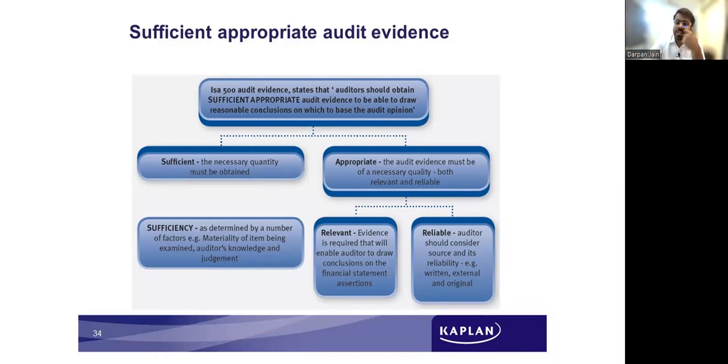Let's see what kind of evidence is more reliable and what kind of evidence is less reliable. For example, you tell me, is internal evidence more reliable or is external evidence more reliable? What is internal evidence? Evidence generated by the client, by that company, is internal evidence. Whereas evidence generated by any outsider is external evidence. So what do you think is more reliable?